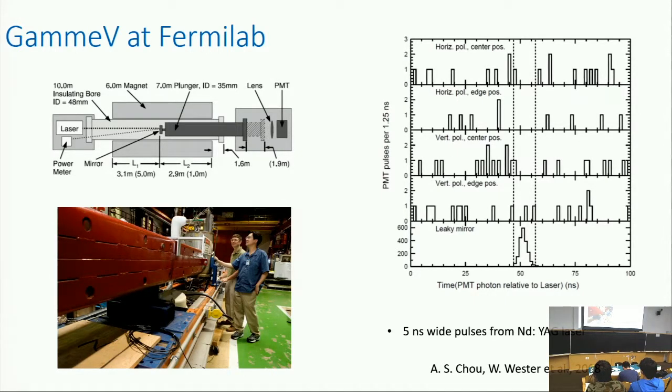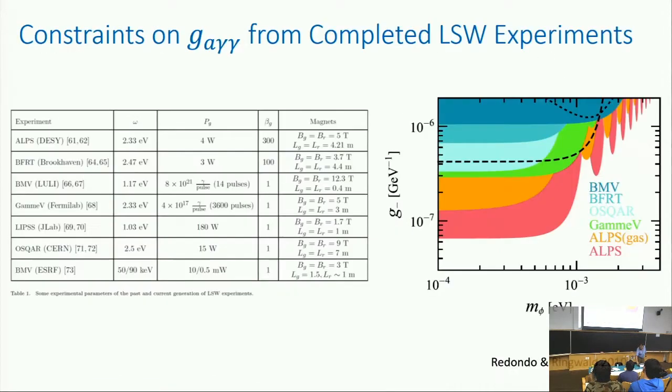And so you just look. These are different configurations of polarization of the light with respect to the magnet. The laser light has to be polarized in the direction of the magnetic field for this to work. And different depths of insertion of the wall. And so you see that in time with the laser, there's no excess of events. So no axions were discovered. And you can set a limit.